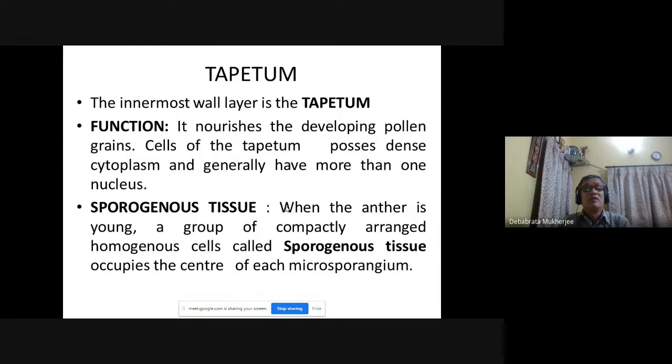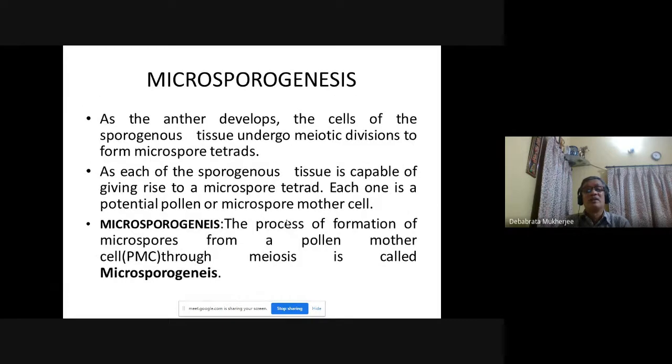Cells of the tapetum possess dense cytoplasm and generally have more than one nucleus, and sporogenous tissue is present inside. In a young anther, a group of compactly arranged homogeneous cells is called the sporogenous tissue, which occupies the center of each microsporangium. So microsporogenesis is the process. As the anther develops, the cells of the sporogenous tissue undergo meiotic divisions to form microspore tetrads. As each cell of the sporogenous tissue is capable of giving rise to a microspore tetrad, each one is a potential pollen or microspore mother cell.